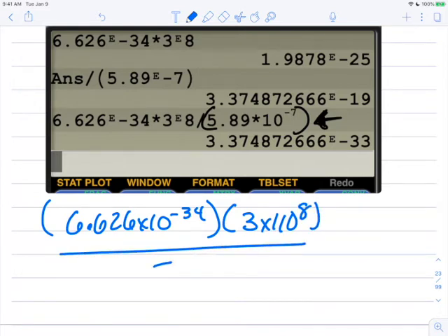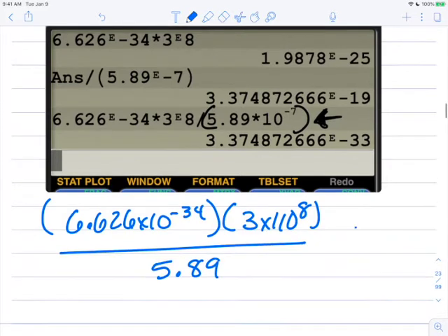divided by 5.89 times 10 to the negative 7. So if you don't use those parentheses and you don't use the EE function, the calculator thinks the times 10 to the 7th is up on the top in the numerator. So for those of you who are getting the 3.37 times 10 to the negative 33, give it another try and see if you can get this times 10 to the negative 19.